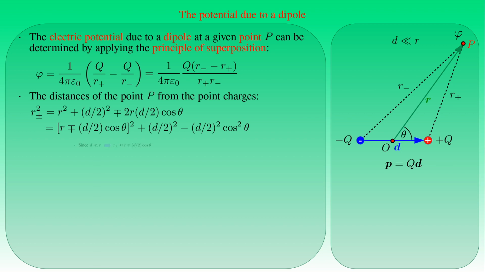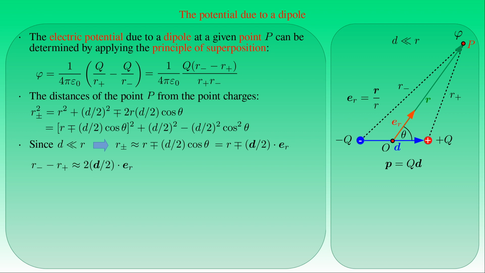Since d over 2 is much smaller than r, we can drop the second and the third terms in the right-hand side, and approximate the distances r sub plus and r sub minus as r minus or plus d over 2 times cosine theta. Here the second term can be written as the scalar product of the vector d over 2 and the unit vector er pointing in the direction of the vector r. Therefore, the difference between r sub minus and r sub plus can be approximated by 2 times the scalar product of the vector d over 2 and the unit vector er, that is the vector r divided by its length. As a result, the difference between r sub minus and r sub plus is given by the scalar product of the vectors d and er.